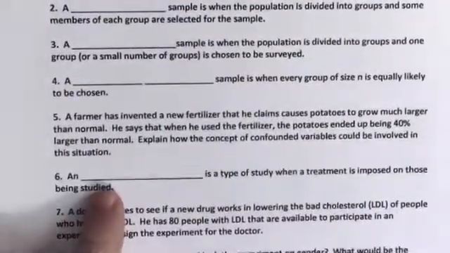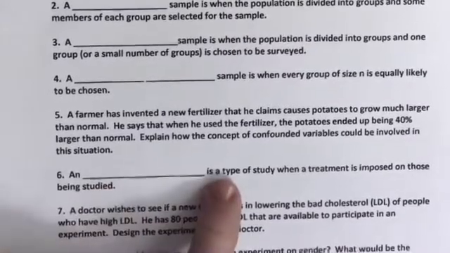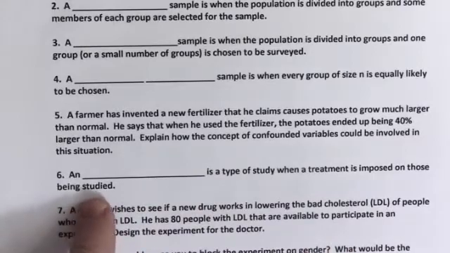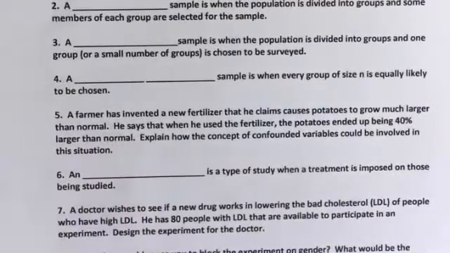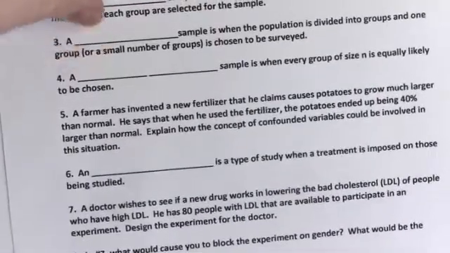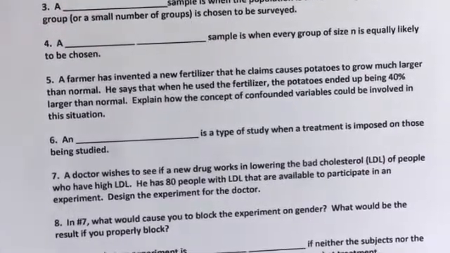Number 6, blank is a type of study when a treatment is imposed on those being studied. That is an experiment. Okay. If it's a good experiment, it'll be comparative. You have comparative groups such as a control group. All right. So that's number 6.